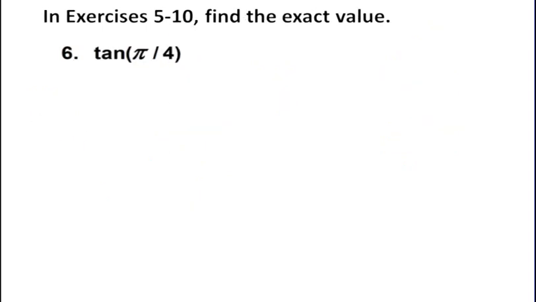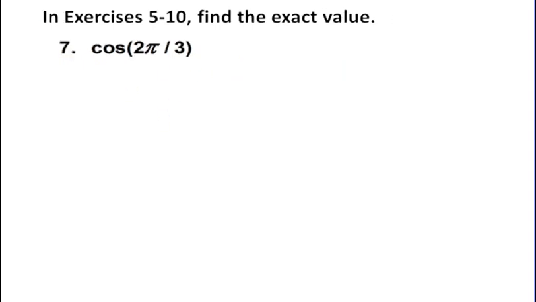Next, another problem. Oh, by the way, in problem 6, we have a tangent. We have to remember the tangent identity: tangent theta is going to be equal to sine theta over cosine theta. Y over x, rise over run. Okay, 7, I'll work out number 7.